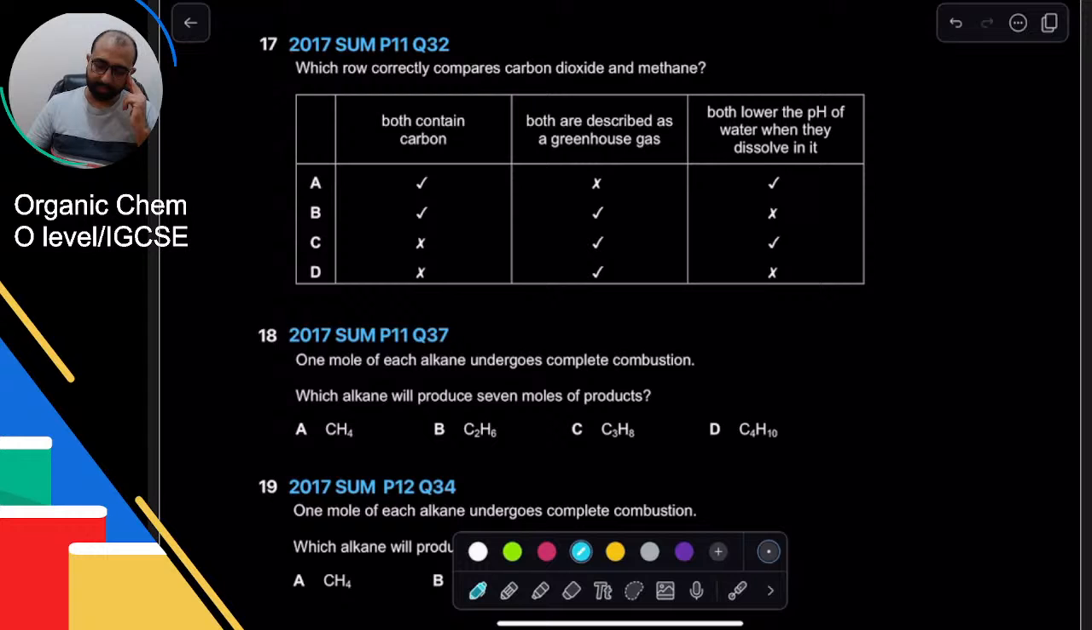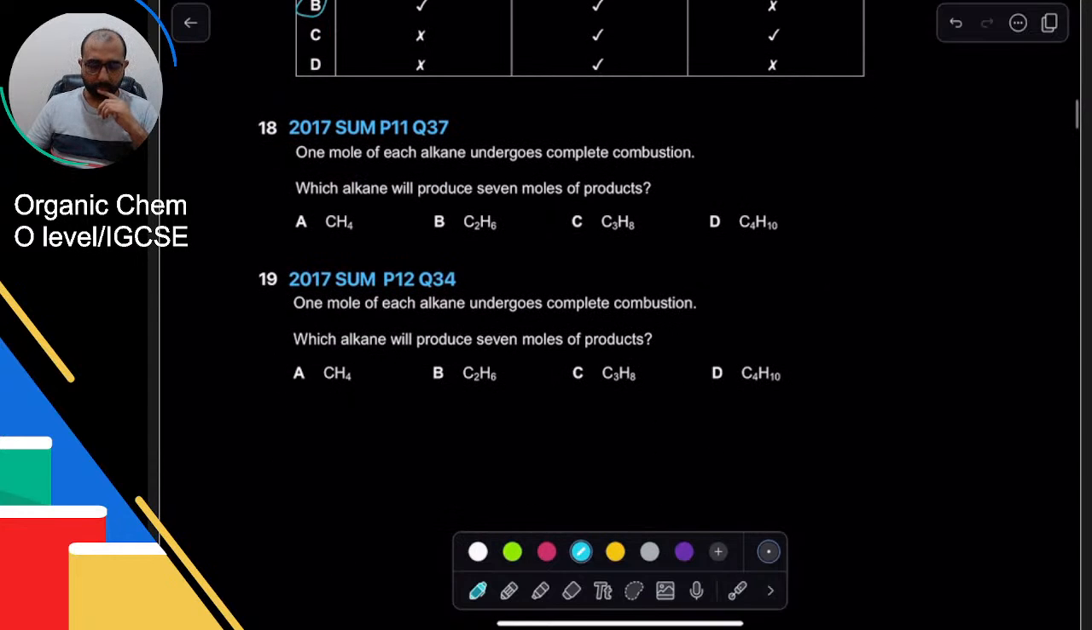Which row correctly compares carbon dioxide and methane? Okay, both contain carbon, obviously, that statement is fine. Both are described as greenhouse gas. Yes, methane and carbon dioxide both contribute to global warming. Both lower pH of water when they dissolve. So that means it should be acidic. But carbon dioxide is acidic, methane is neutral. So this would be B. Alright.